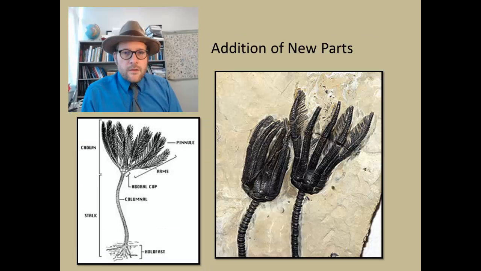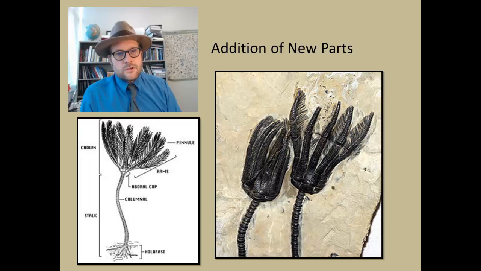Another type of growth pattern that we see in the fossil record and with living creatures is simply the addition of new parts. And probably the best example of that is with a group of echinoderms called crinoids. We'll talk more about crinoids later this semester, but these are organisms that live on stalks on the bottoms of the ocean in marine areas and have a very extensive fossil record.